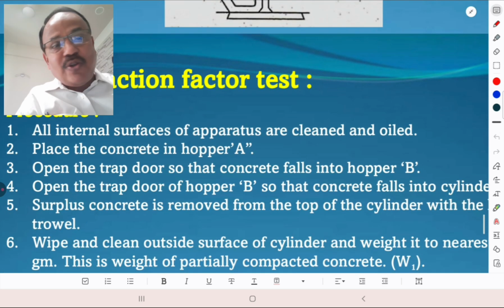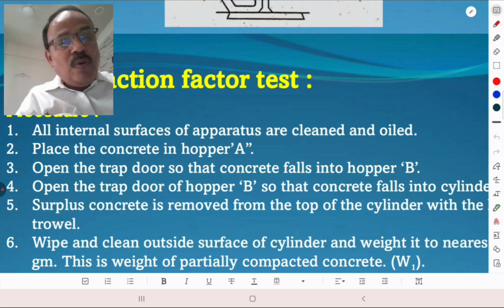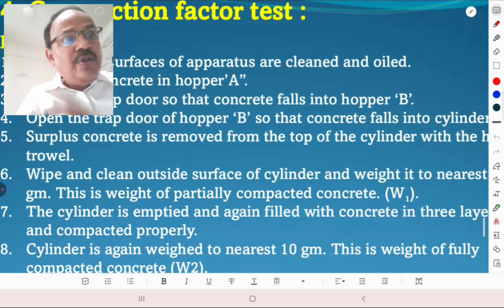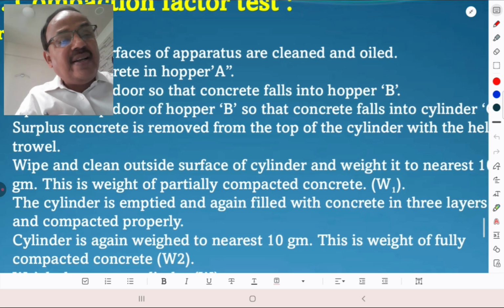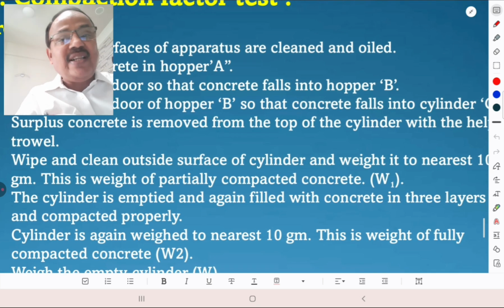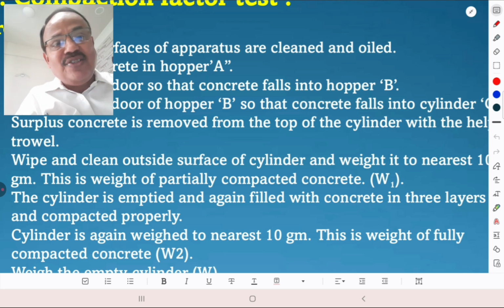All internal surfaces of the apparatus are cleaned and oiled. Place the concrete in hopper A. Open the trap door so that concrete falls into hopper B. Open the trap door of hopper B so concrete falls into the cylinder. The surplus concrete is removed from the top of the cylinder with the help of a trowel. Wipe and clean the outside surface of the cylinder and weigh it to the nearest 10 gram. This weight is called the weight of partially compacted concrete, that is W1.